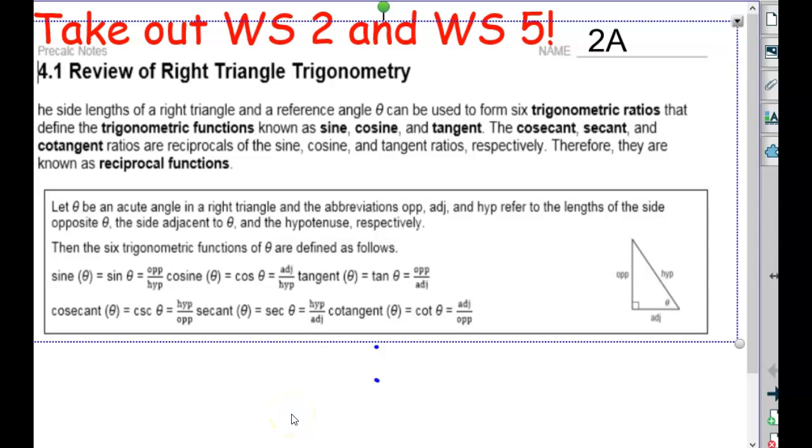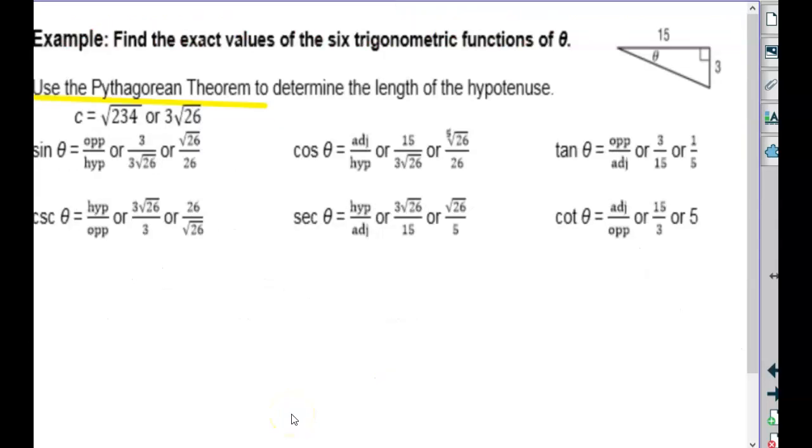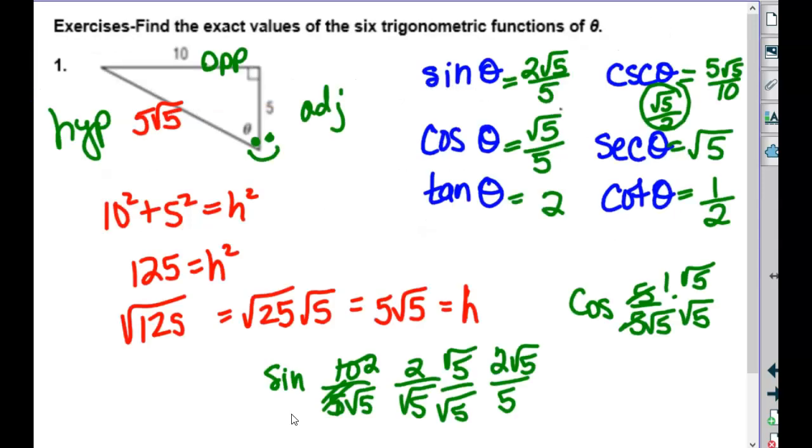Let's start today by finishing worksheet 2. Yesterday in this class, we got through number 1. We did the Pythagorean theorem. We looked at where theta was and labeled the sides opposite, adjacent, and hypotenuse. We ended up with some ugly radical answers, and we had to rationalize, and we did the reciprocal functions for a good time.